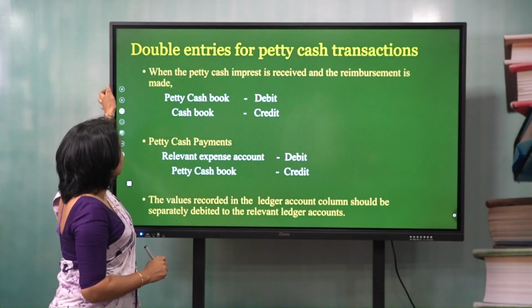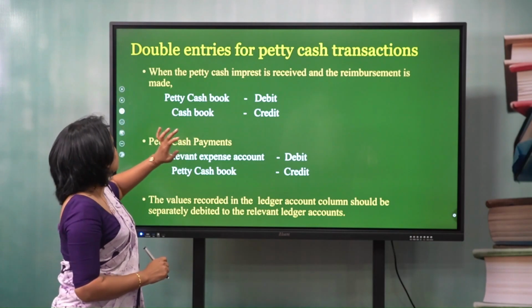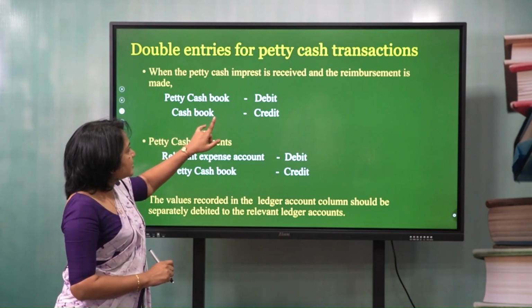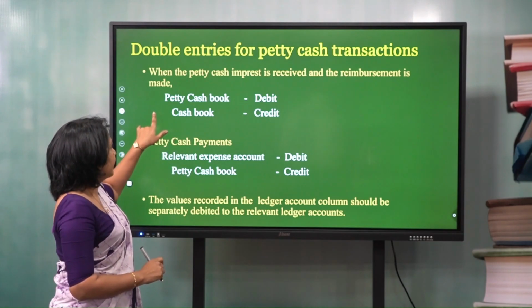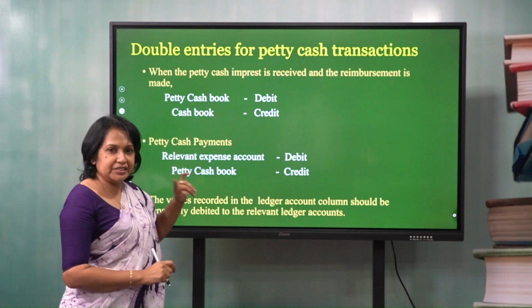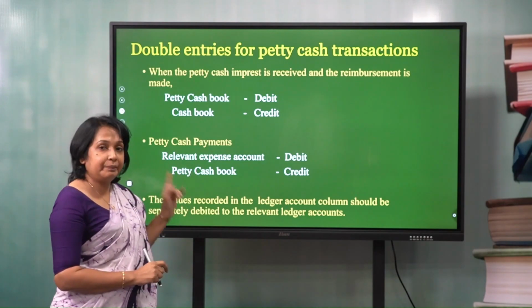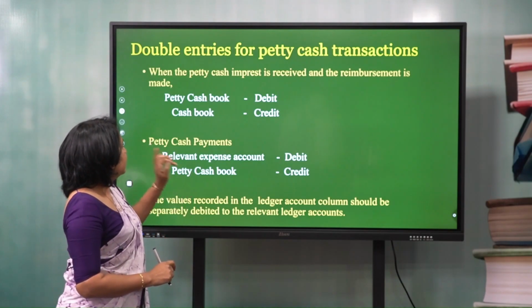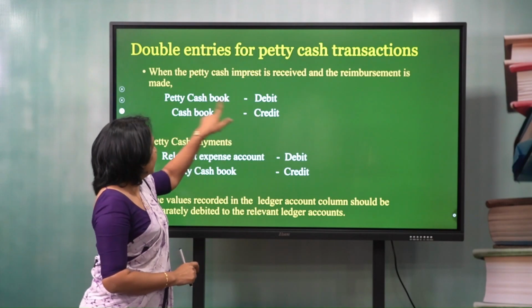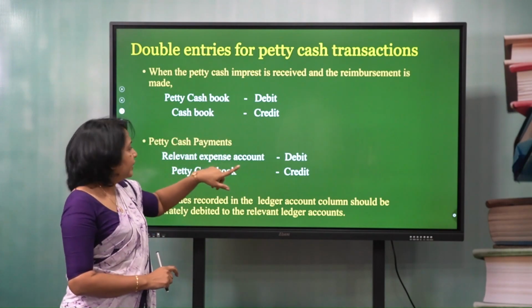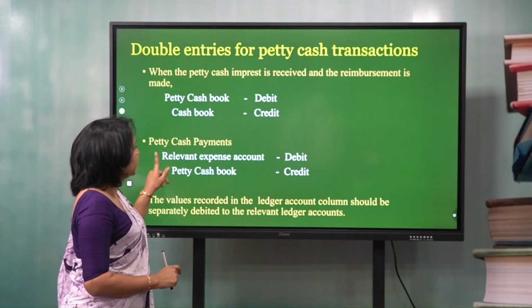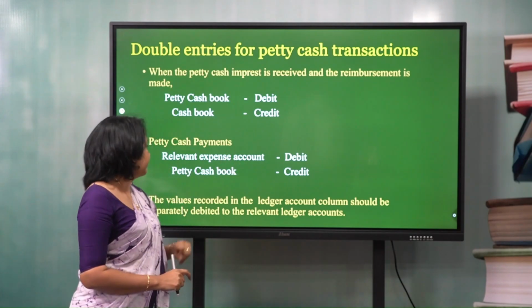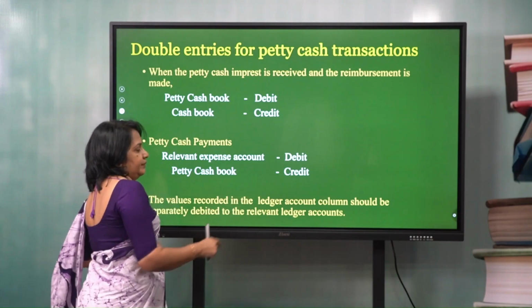Now this is the double entry for petty cash transactions. When the petty cash imprest is received and the reimbursement is made, that means when the petty cashier receives money from the main cashier, at that time we record petty cash book debit and main cash book credit. And when a cash payment occurs, at that time relevant expense account debit and petty cash book credit.